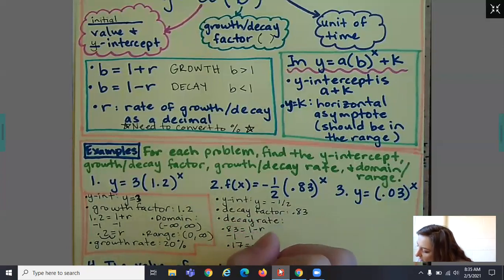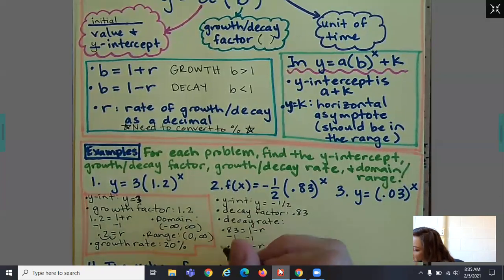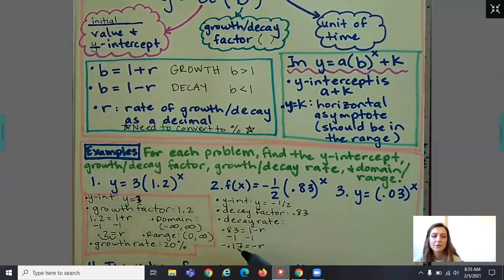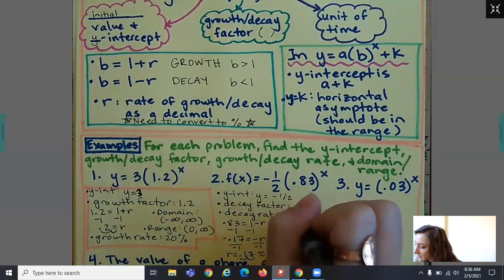So we're going to get negative 0.17 equals negative r, and now we're going to have to divide by a negative number because that r is negative. So dividing by negative 1, we're going to get that r equals 0.17, and as a percentage, we're going to move the decimal to the right two, and we're going to get 17%. So our decay rate is 17%.